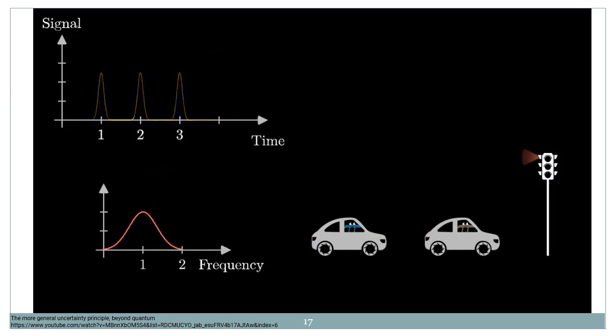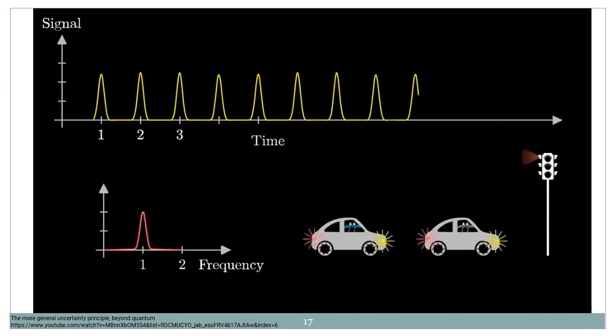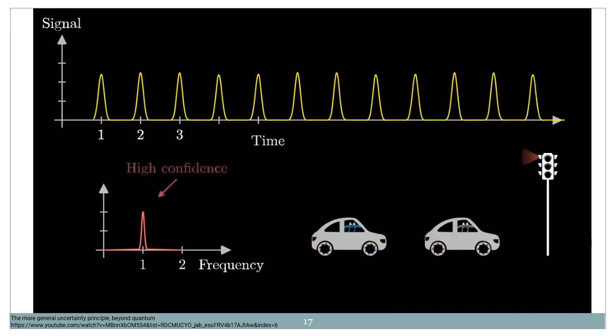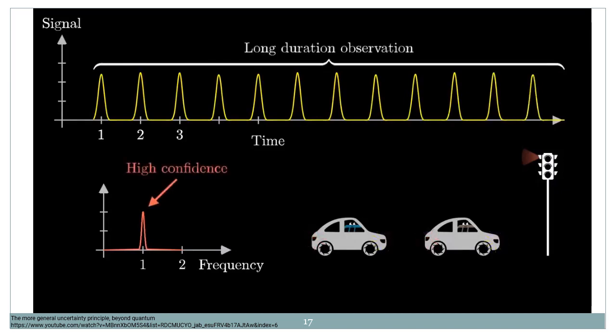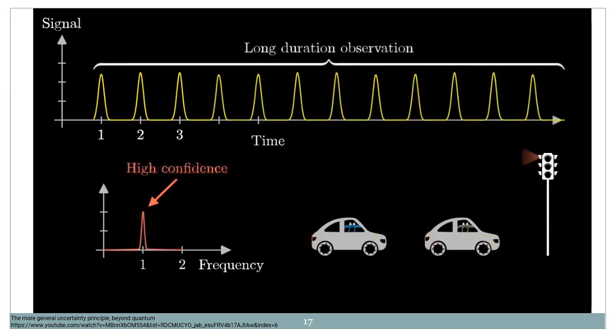But if you were to sit at that red light for a full minute, and the signals continued to click in sync, you would be a lot more confident that the frequencies are actually the same. So that certainty about the frequency information required an observation spread out over time. And this trade-off right here between how short your observation can be and how confident you can feel about the frequency is an example of the general uncertainty principle.